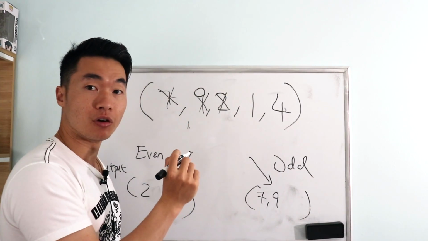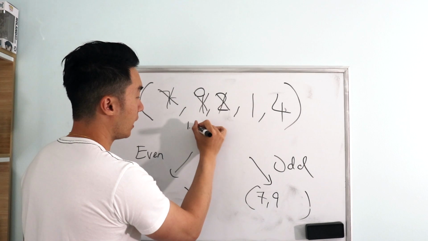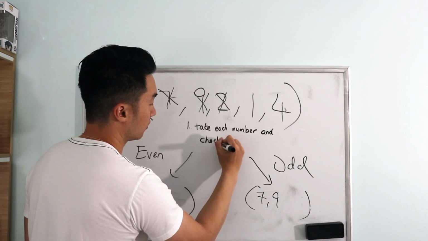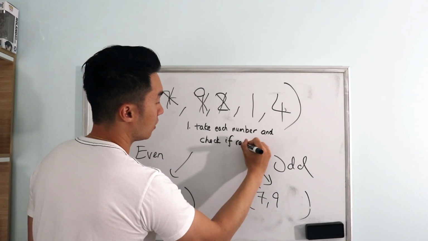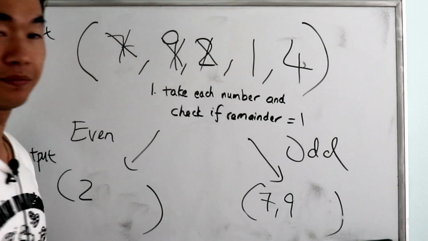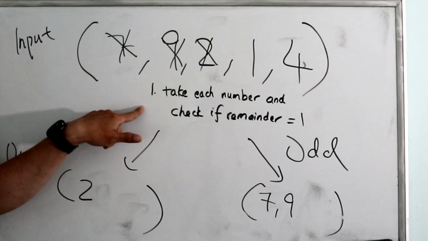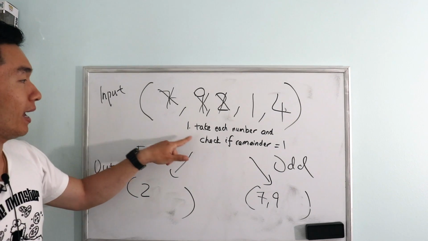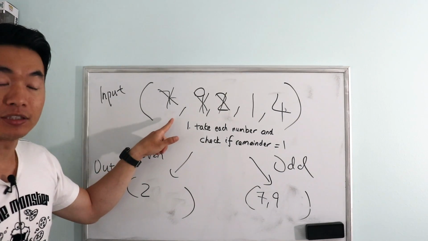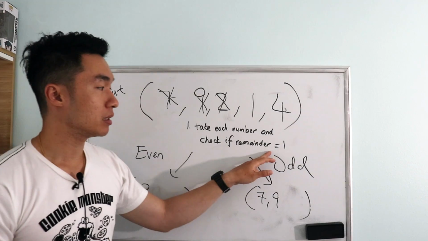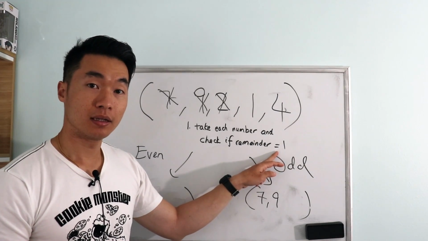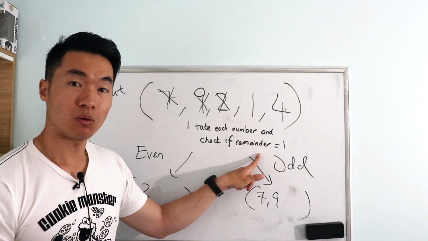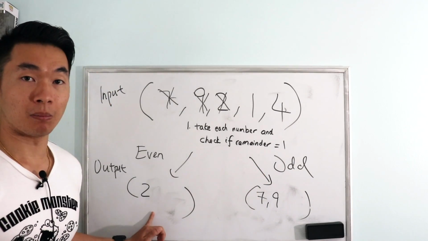First, what do you need to do? First, you need to take each number and check if the remainder is 1. So that is the first step here. You take each number in your input and you check, once divided by 2, if the remainder is equivalent to 1. If it is 1, that means it's an odd number. If it is not 1, that means it is an even number.